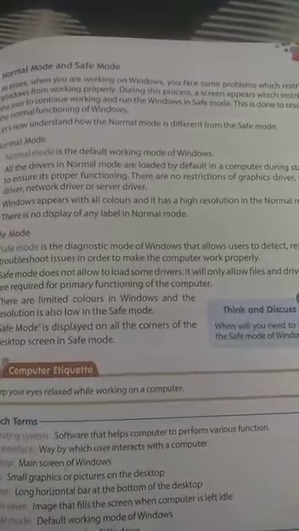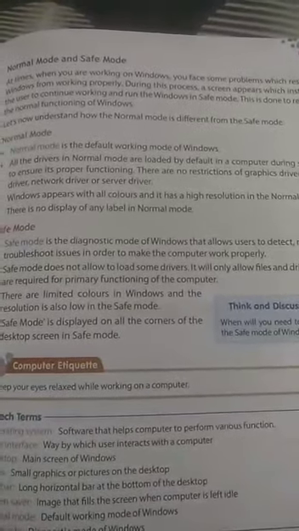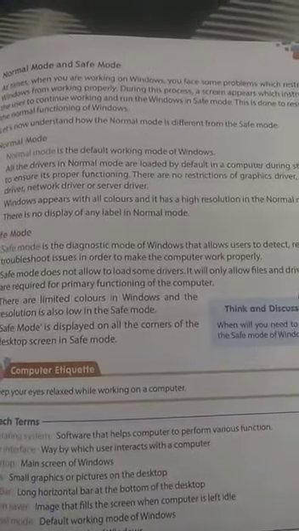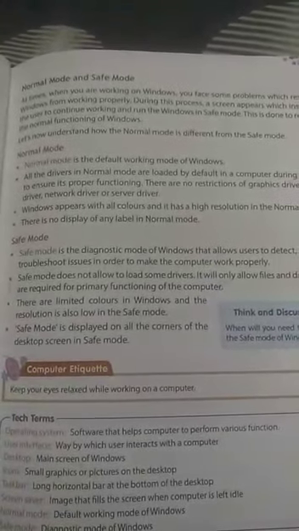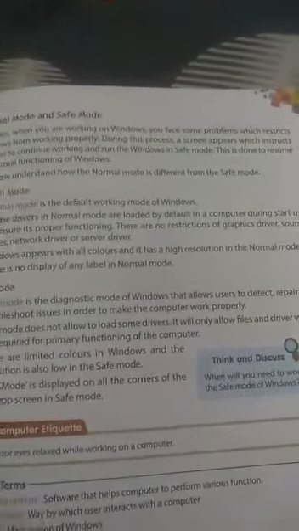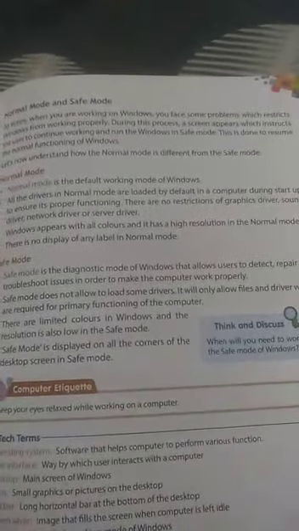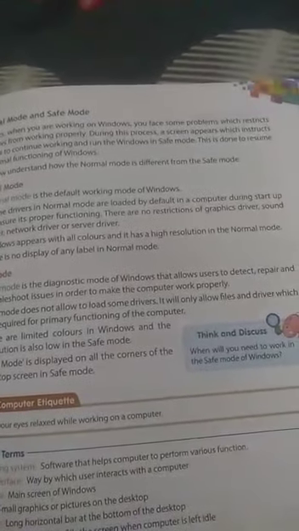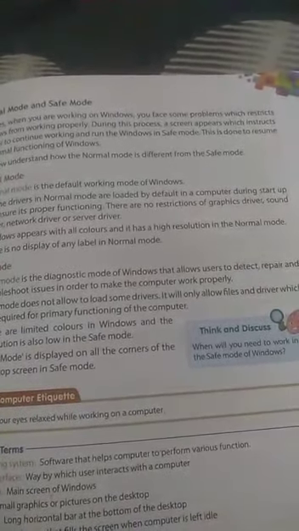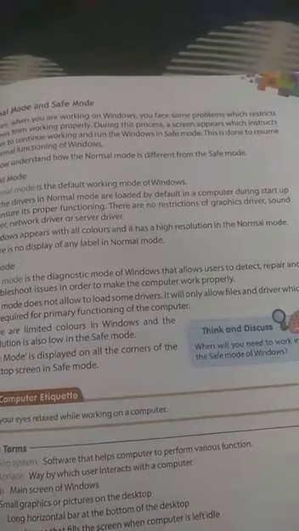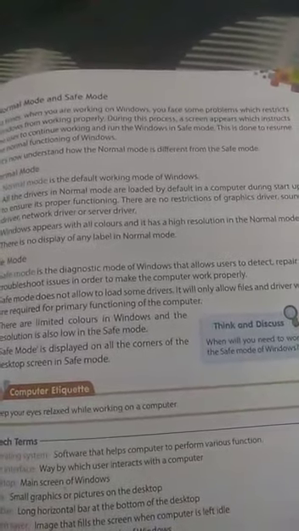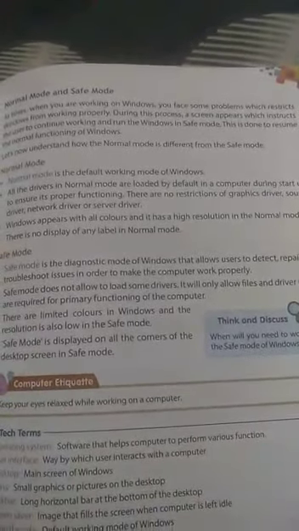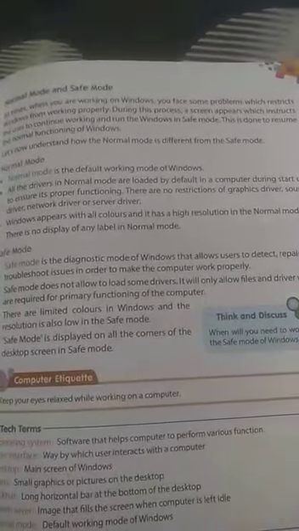So to resume the normal functioning of Windows, we have to run Windows in safe mode. Let us understand what is normal mode and what is safe mode. We can understand it by seeing the difference between safe mode and normal mode. Normal mode is the default working mode of Windows in which all the drivers are loaded by default during startup to ensure its proper working. But safe mode is a diagnostic mode of Windows which allows you to detect, repair or troubleshoot issues in order to make the computer work properly.